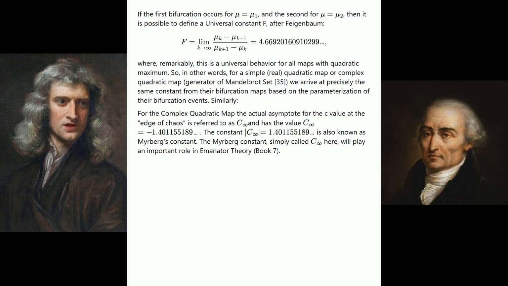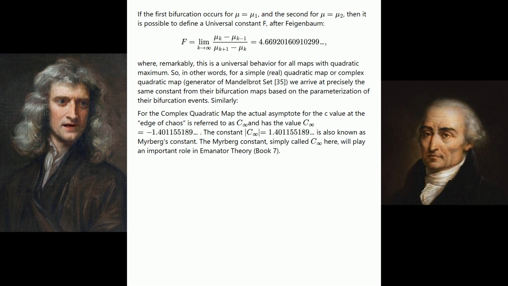If the first bifurcation occurs for mu equals mu sub 1, and the second for mu equals mu sub 2, then it is possible to define a universal constant delta after Feigenbaum. See the next equation, where, remarkably, this is a universal behavior for all maps with quadratic maximum. So, in other words, for a simple real quadratic map or complex quadratic map, generator of the Mandelbrot set, we arrive at precisely the same constant from their bifurcation maps based on the parameterization of their bifurcation events.